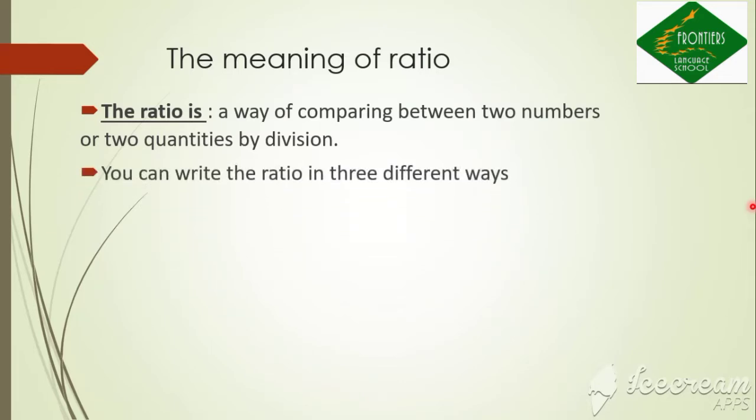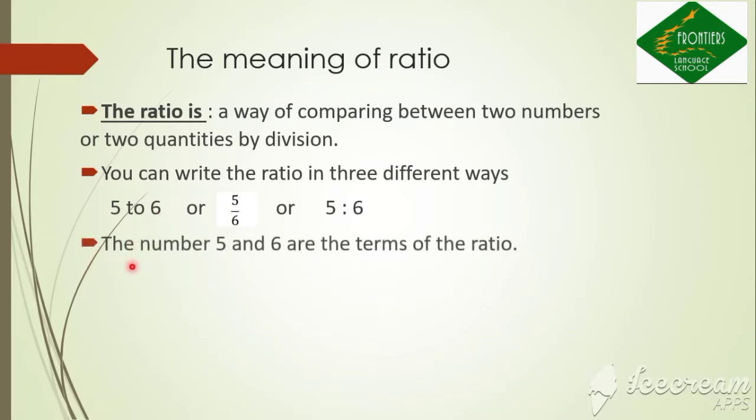We can write the ratio in three different ways. Like what? If we are comparing between number 5 and number 6, we can write it as 5 to 6, or 5 over 6, or 5:6. Number 5 is called the first number or the first term. 6 is called the second number or the second term. Then 5 and 6 are terms of the ratio. We have first and second.